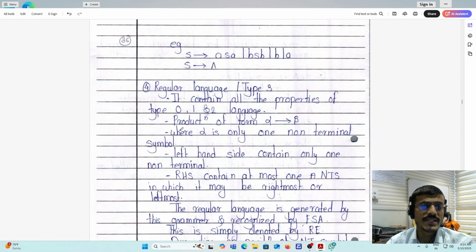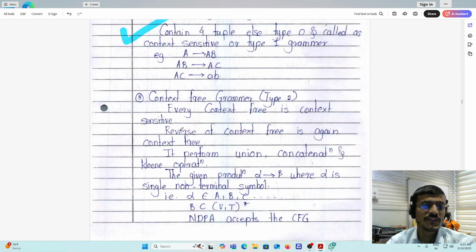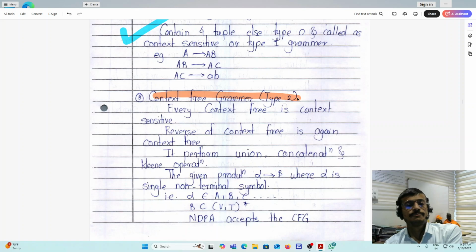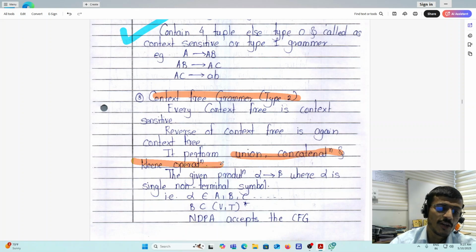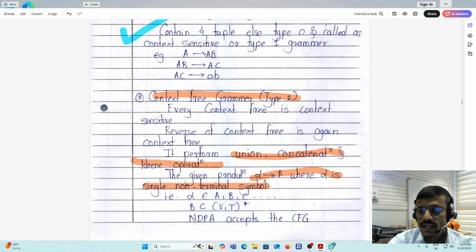Now, moving towards the next one, context-free grammar, or type 2. Every context-free language is context-sensitive. Okay. The reverse of a context-free language is again context-free. Yes, it performs union, concatenation and Kleene star operations. Okay. Now see the production. Alpha tends to beta, where alpha is a single non-terminal symbol. The thing is, alpha is a single non-terminal symbol.